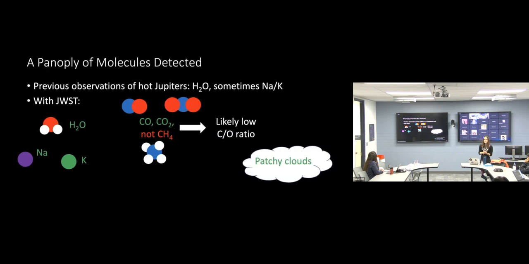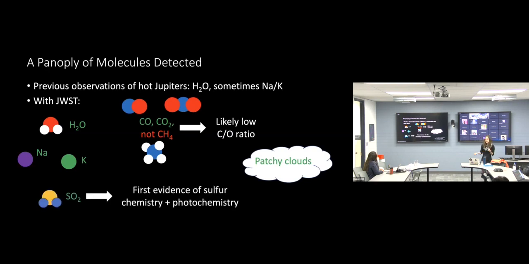We also found evidence of patchy clouds on this planet. It turned out for the short wavelength observations, they weren't well matched by a model for a clear atmosphere, but they also weren't well matched by a model for a fully cloudy atmosphere. So what we think we're seeing on this planet is that it has some patches of clouds and some patches of cloud-free atmosphere, which are combining to produce the transmission spectrum we see.